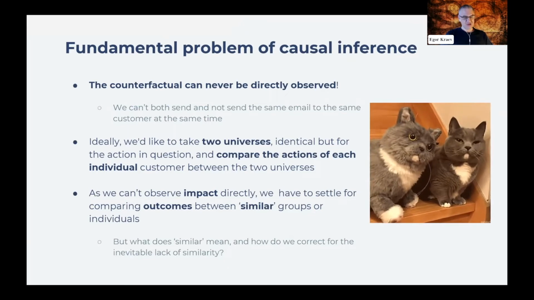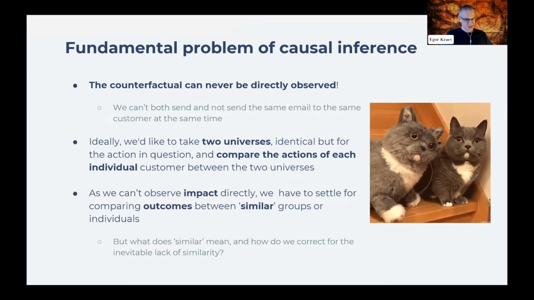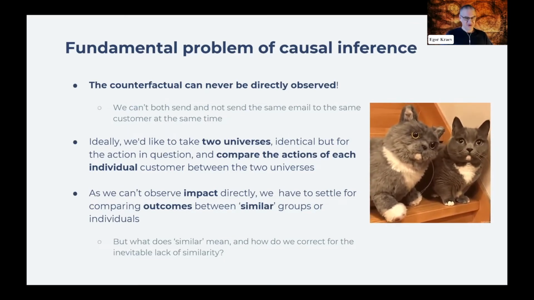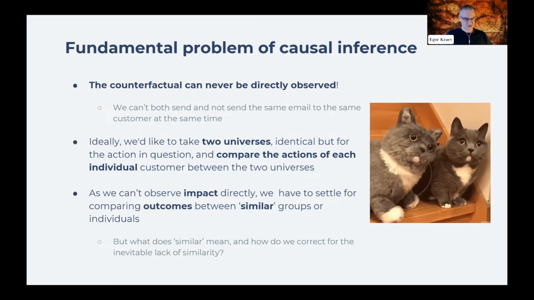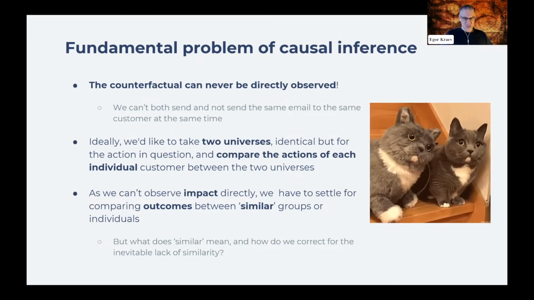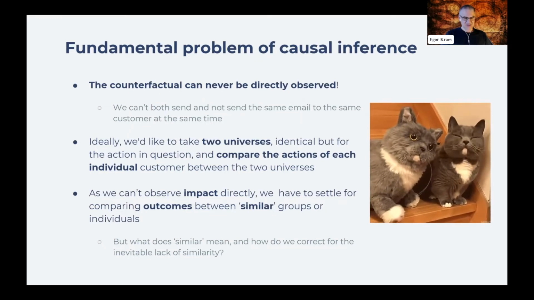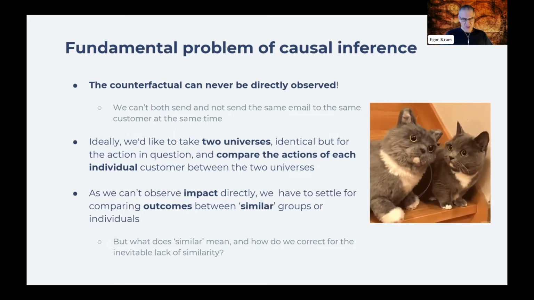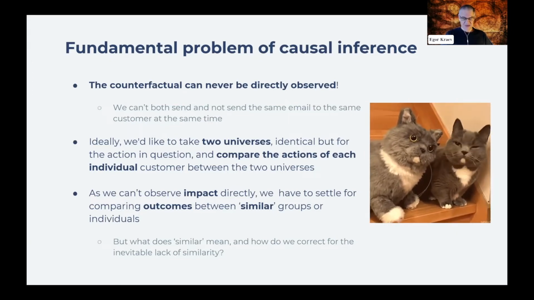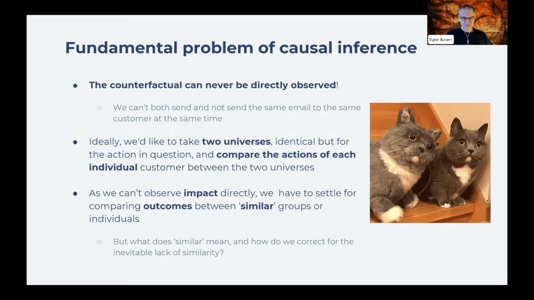And ideally, what we'd like to do is to take two universes, identical but for this action, and compare the actions that that particular customer would have taken in those two parallel universes, which differ only by whether they had gotten the email. Of course, that's not feasible. So we have to compare impact between similar groups of individuals. And the challenge is, of course, to see what does similar mean, and similar never means perfect identical. So how do we correct for that? So that's a fiddly problem.